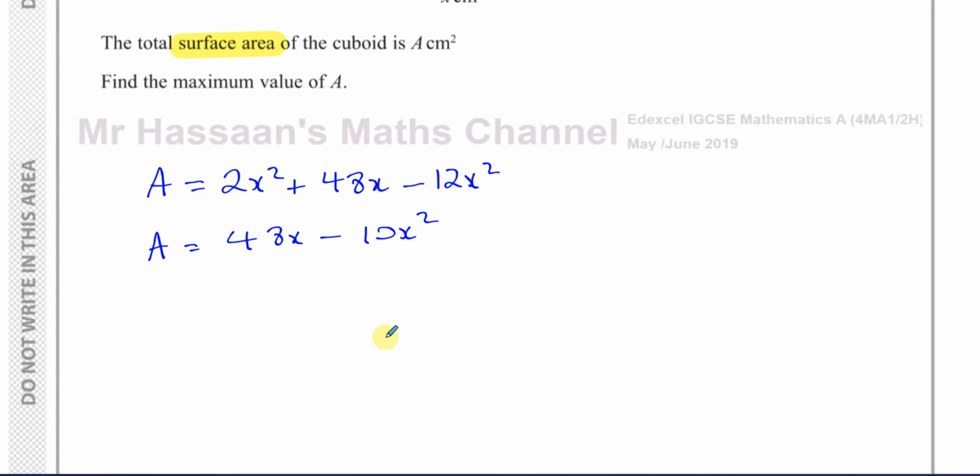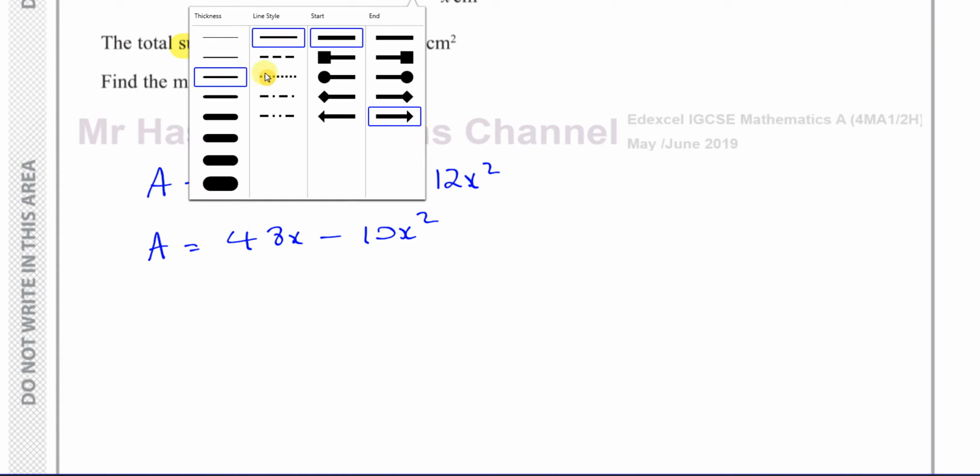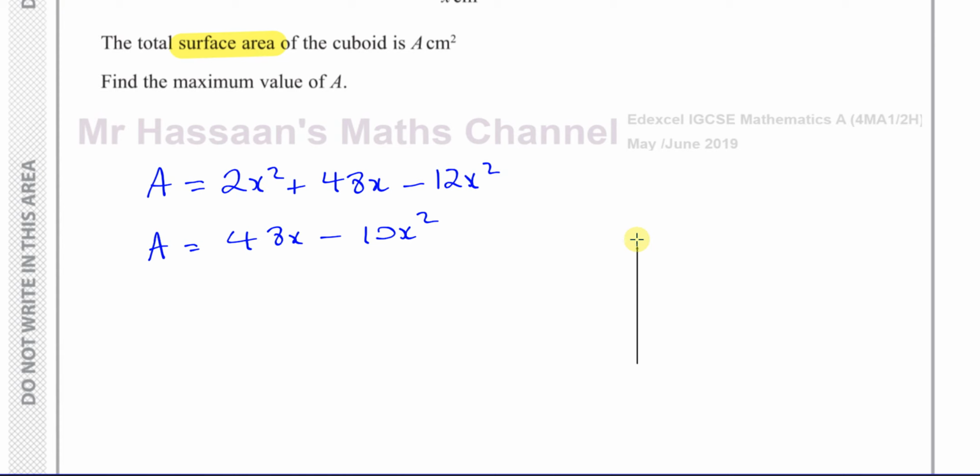Okay, so we want to find the maximum value of the area. As the value of x changes, the value of the surface area will also change. If we were to draw the graph of A against x, we would see that we have something that looks like this. It's a quadratic.